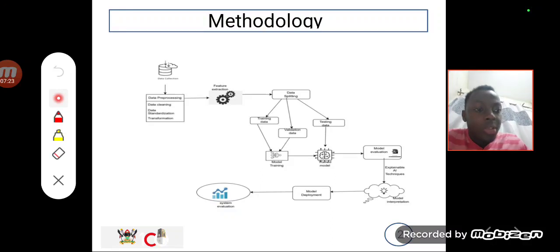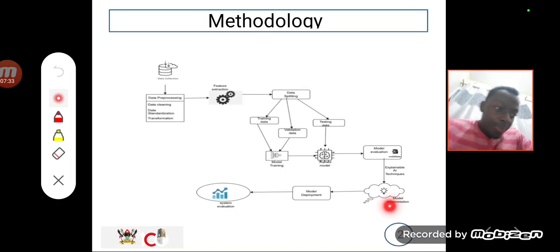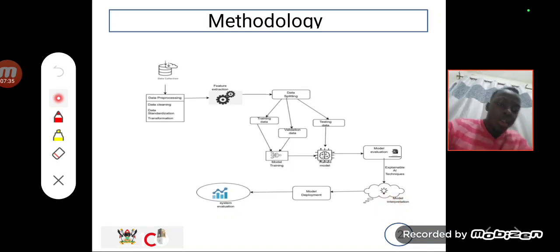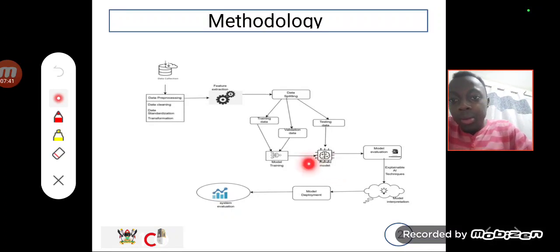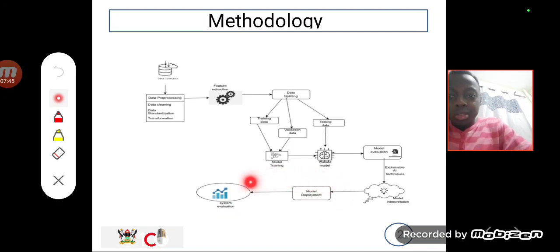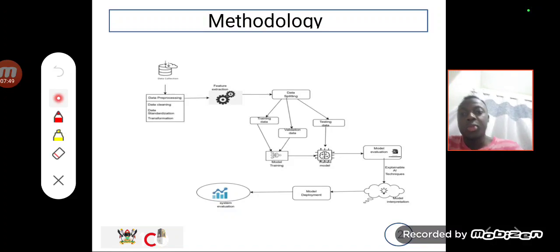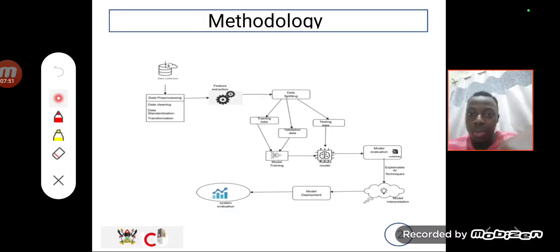The next step will be model interpretation. We shall develop a method for interpreting the decisions of the algorithm. The method will allow users to understand why the model made particular decisions. Finally, we shall deploy the model into the real world and it will be evaluated to monitor its performance.